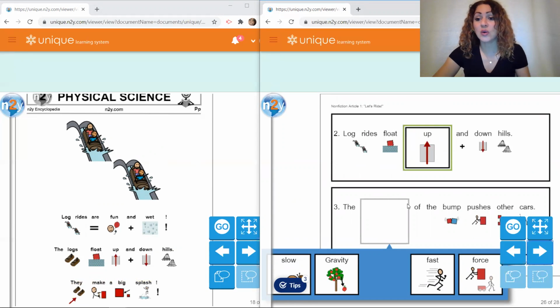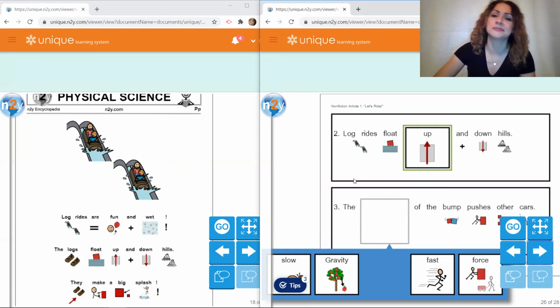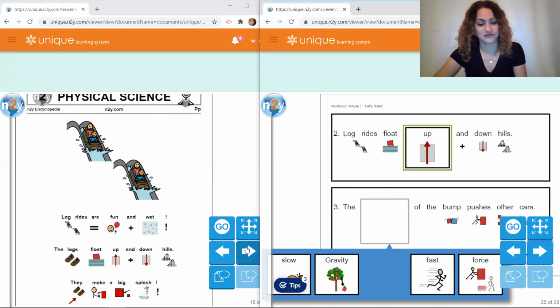Okay, number 3. The slow of the bump pushes other cars. The gravity of the bump pushes other cars. The fast of the bump pushes other cars. Or the force of the bump pushes other cars. Let's go on to the next page and maybe we could find our answer.